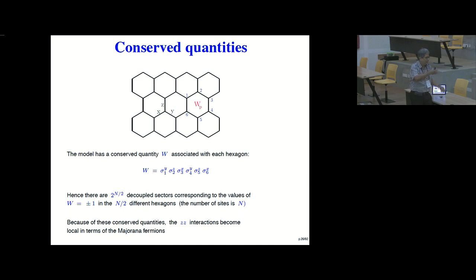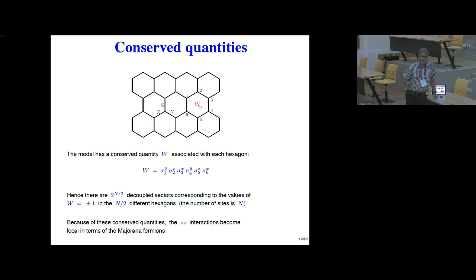And so there are all these sectors corresponding to the different W's being plus 1, plus 1, plus 1, or plus 1, minus 1, plus 1, or minus 1, and so on. So there are 2 to the power n by 2 possible values of the W's. You go over all the hexagons. And so these are all the different sectors of the model. Different sectors don't talk to each other, because the W commutes with the Hamiltonian. So the different sectors are block diagonal along with the Hamiltonian. Okay. So the 2 to the n states that you have actually break up into 2 to the power n by 2 blocks. And each of those blocks has only 2 to the power n by 2 states.